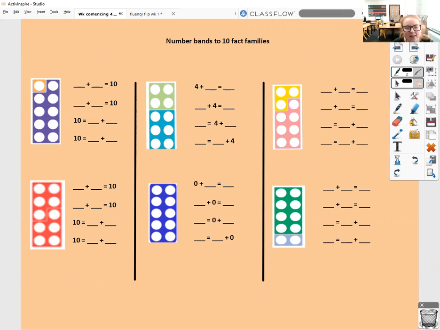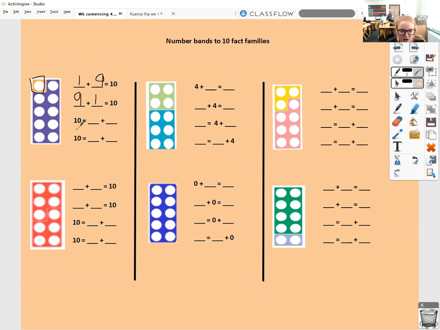Fantastic. Let's have a look at these together. So our first number bond is going to be, well, I know that's a piece of number 1 Numicon, and I know that I need 9 more. 1 plus 9 more equals 10. What is my fact family for that number bond? Well, I know that 9 plus 1 more equals 10.